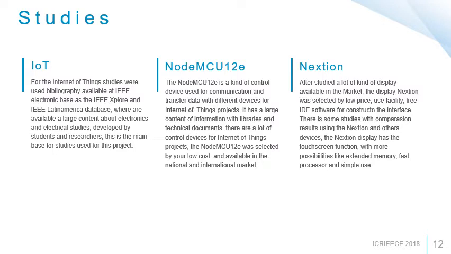Nextion. After studying a lot of kinds of displays available in the market, the Nextion display was selected for its low price, user facility, and free IDE software for constructing the interface. There are some studies with comparison results using the Nextion and other devices. The Nextion display has a touchscreen function with more possibilities, like extended memory, a fast processor, and simple use.